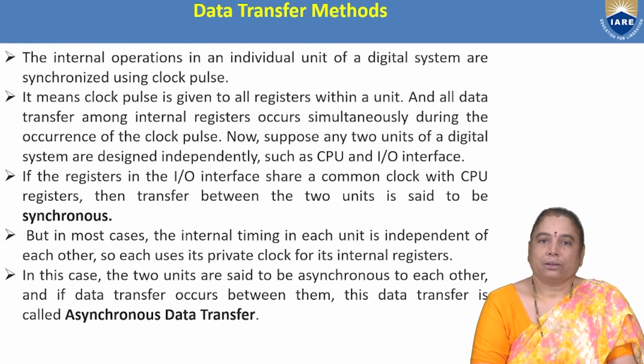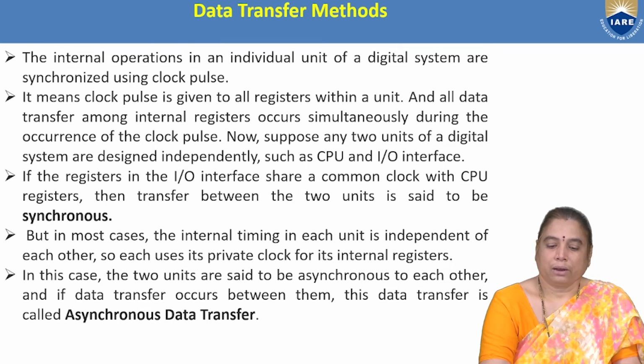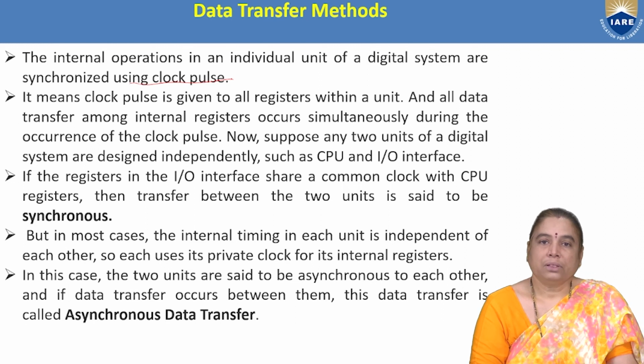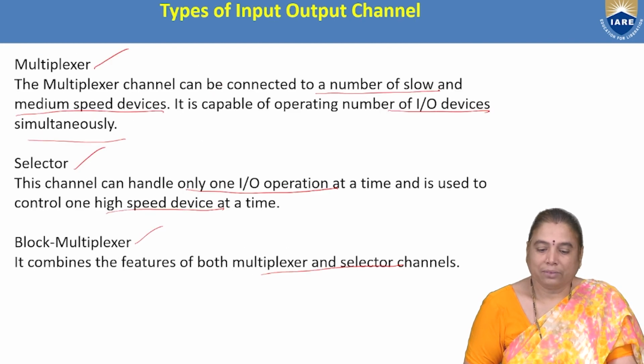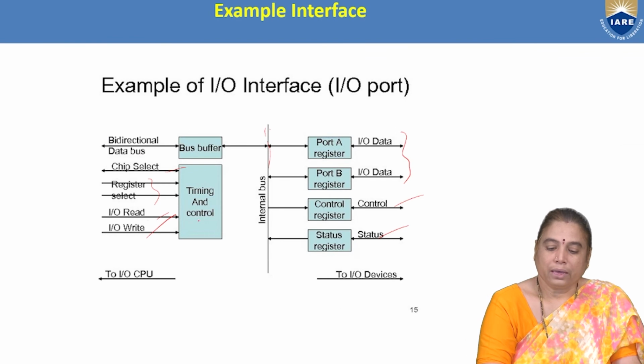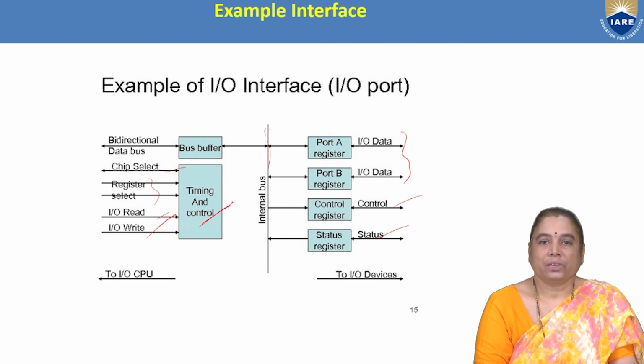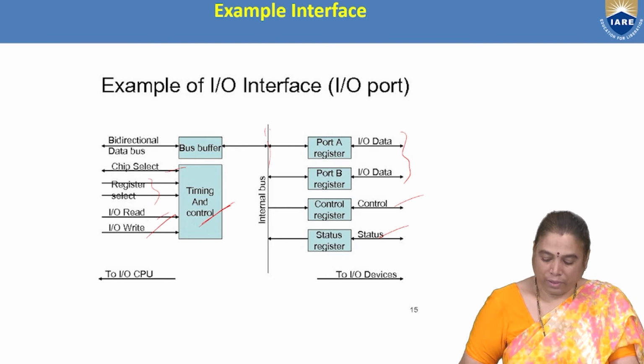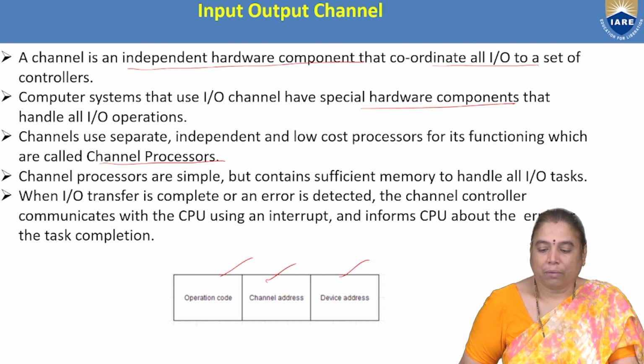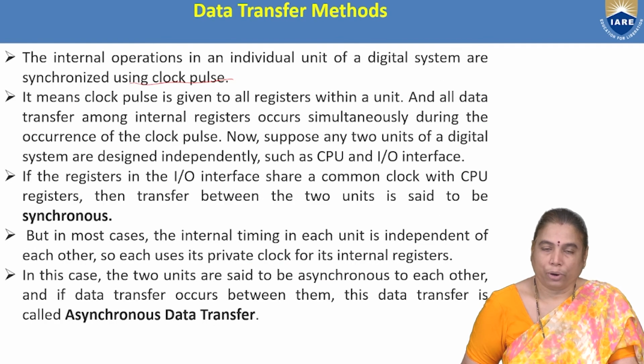So how can the data transfer take place? The internal operations of an individual unit of the digital system are synchronized with the clock pulses. With the clock signals that are generated, the operations of the devices are synchronized. In the example interface also, the timing and control chip generates the clock signals. With this, the device operations are controlled.